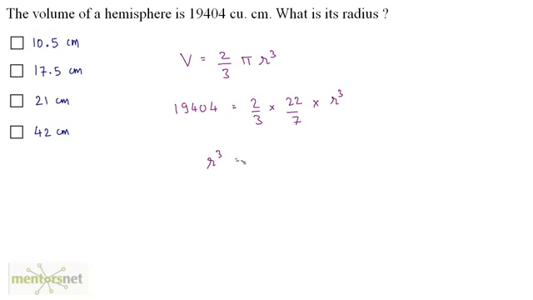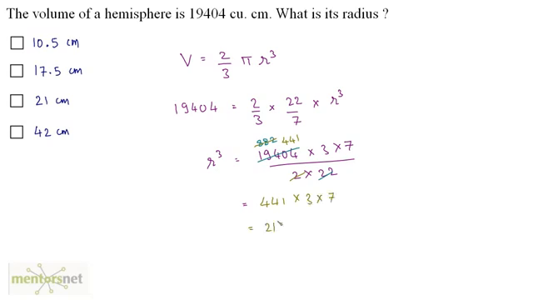So I can say r cube is equal to 19404 times 3 times 7 divided by 2 times 22, right? So this is equal to, I can divide 19404 by 22 and I get 882, right? Now if I divide this 882 by 2, I get 441, right? So I have 441 times 3 times 7. Well, 441 is basically 21 square, times 3 times 7 is again 21.